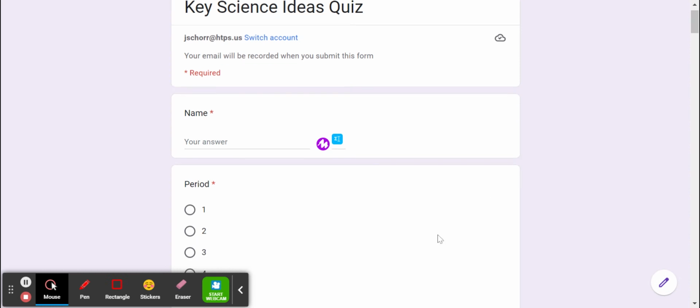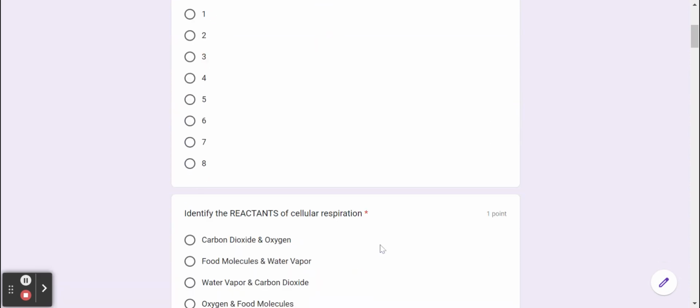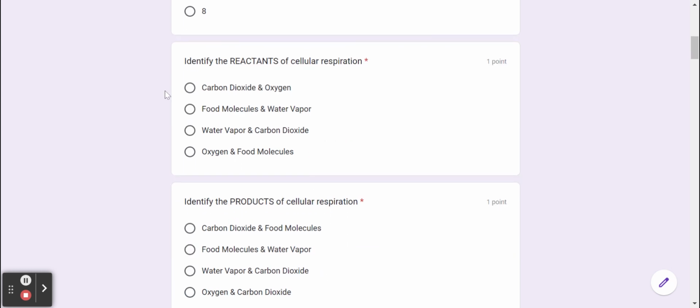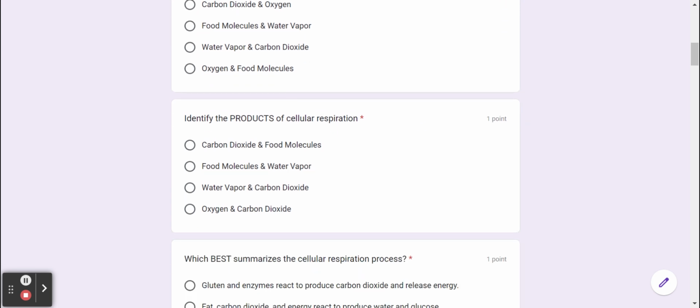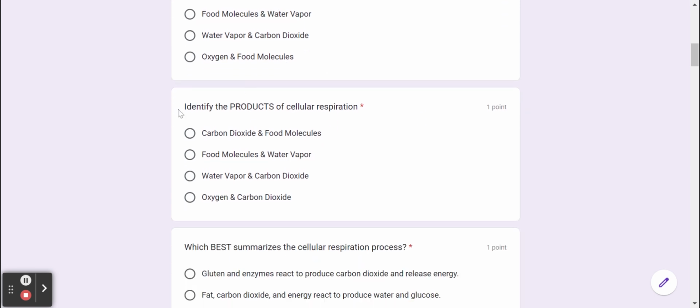Key Science Ideas quiz. Identify the reactants of cellular respiration: carbon dioxide and oxygen, food molecules and water vapor, or carbon dioxide, oxygen and food molecules. So again, what are the reactants? Identify the products of cellular respiration: carbon dioxide and food molecules, water vapor, or carbon dioxide, oxygen and carbon dioxide.